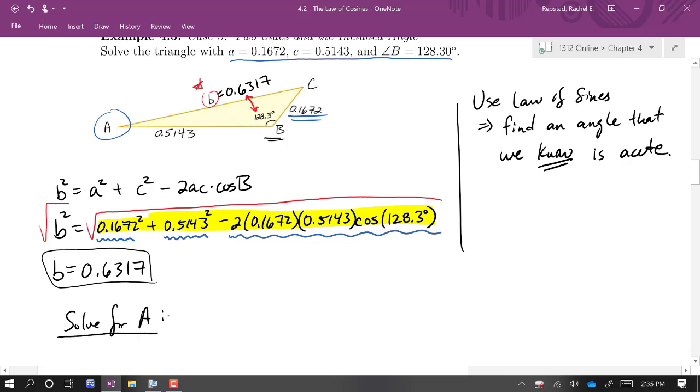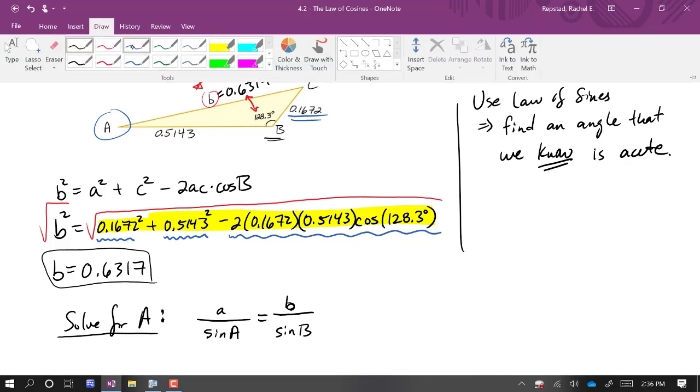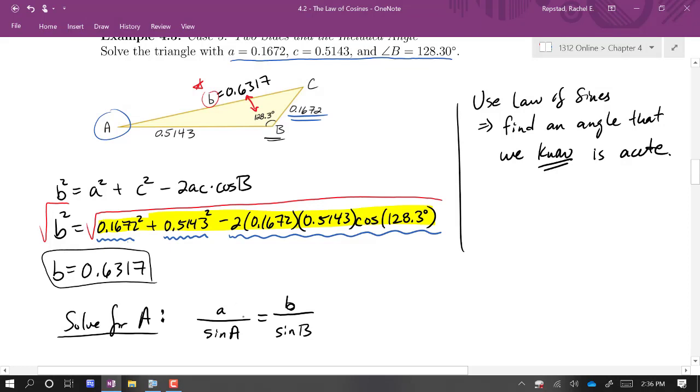Now, you could also use law of cosines to solve for angle A, and we'll see an example where we use law of cosines to find an angle, but the law of sines is a simpler equation just to use. So we know that a over sine A is equal to b over sine B. I'm using b and sine B here because that's the matched pair that I have. And I'm going to rearrange this first just to solve for sine of A.